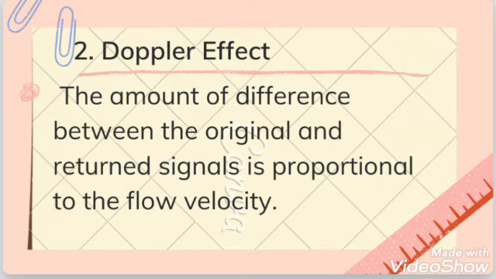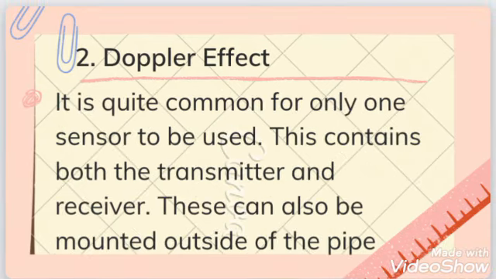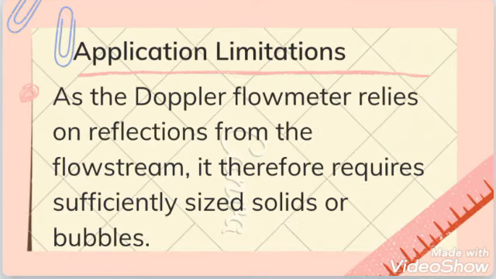The amount of difference between the original and return signal is proportional to the flow velocity. So by this means we can measure the flow of slurry materials or materials having particles. It is quite common for only one sensor to be used. This contains both the transmitter and receiver. These can also be mounted outside of the pipe like a clamp-on flow meter.